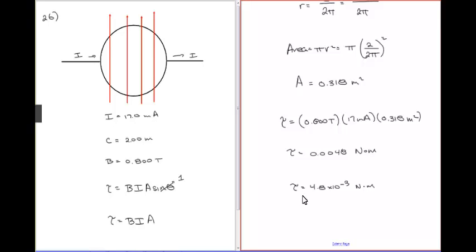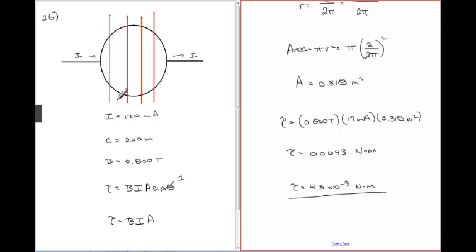Let me multiply and use my calculator again here. 0.8 times 17 times 0.318. Okay, that should be 0.43. That's the correct answer. So I just used my calculator wrong. And that's the answer in the book, 4.33, actually, if you round it up, 4.33 times 10 to the minus third Newton meters.